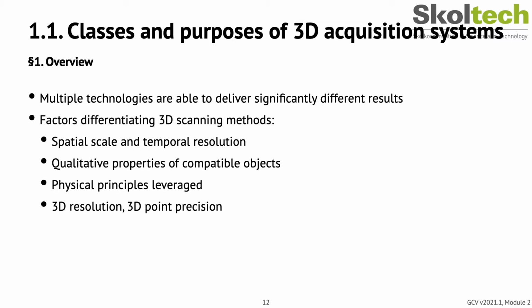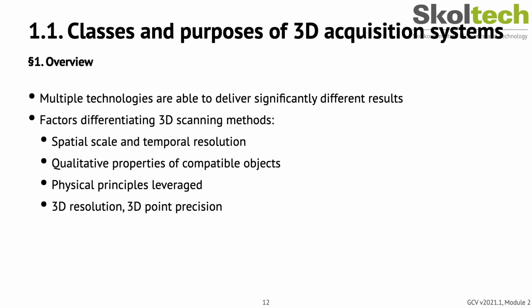Among factors that differentiate between the 3D scanning methods, we view spatial scale and temporal resolution of the objects that we scan, qualitative properties of those objects, and different physical principles that we leverage while performing scanning. The methods also differ quantitatively in terms of their 3D resolution and 3D precision.